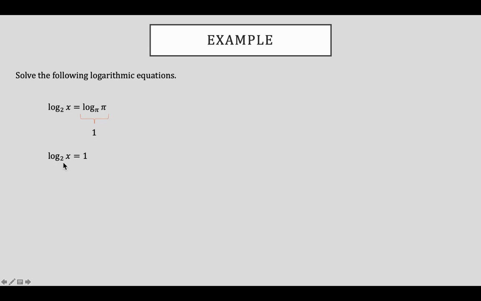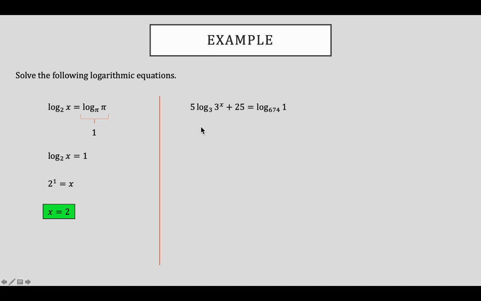To write it in exponential form, we take the base of the log, we raise it to the other side of the equation, and we set it equal to the value inside of the log. This is 2 raised to the first power is equal to x. So what does that mean for x? x must be equal to 2. That is our solution to the logarithmic equation. Let's try another one here.